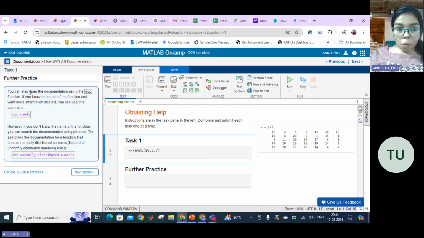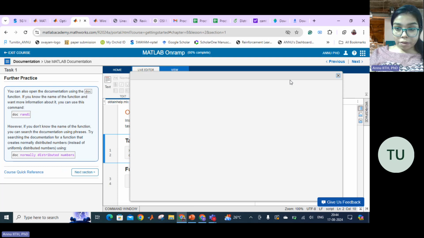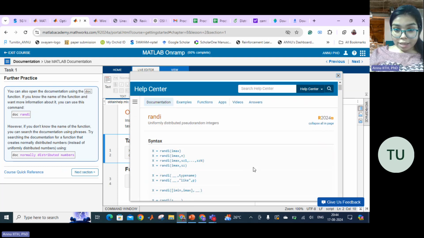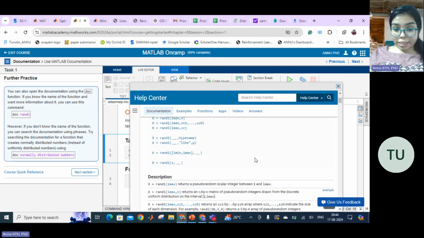Now you can also open the documentation using the doc function. If you know the name of the function and want more information, you can use doc. However, if you don't know the name of the function, you can search the documentation using phrases also. So let's first do doc like that. MATLAB is very good in terms of documentation. See, it is giving every documentation.